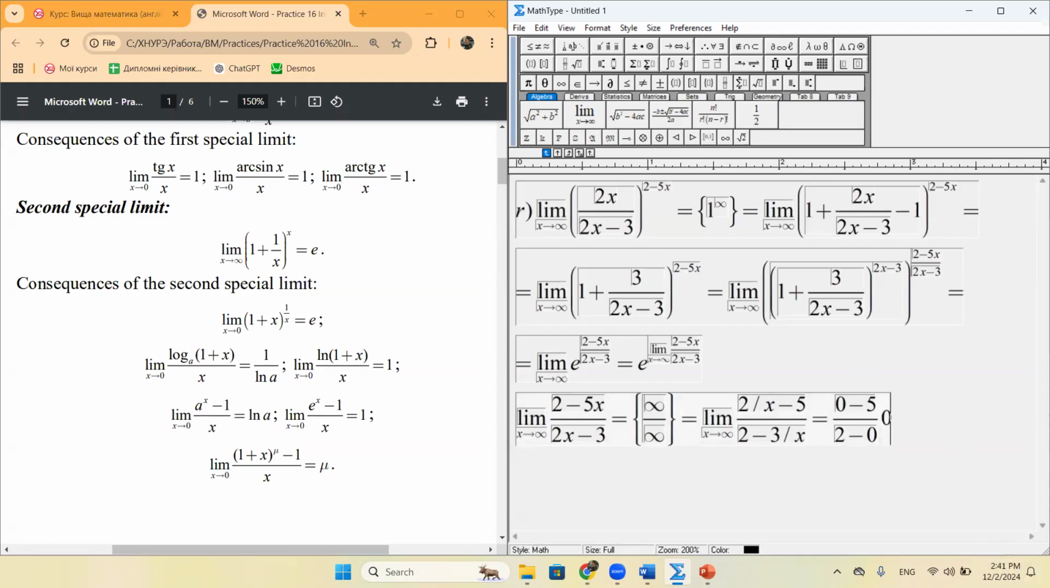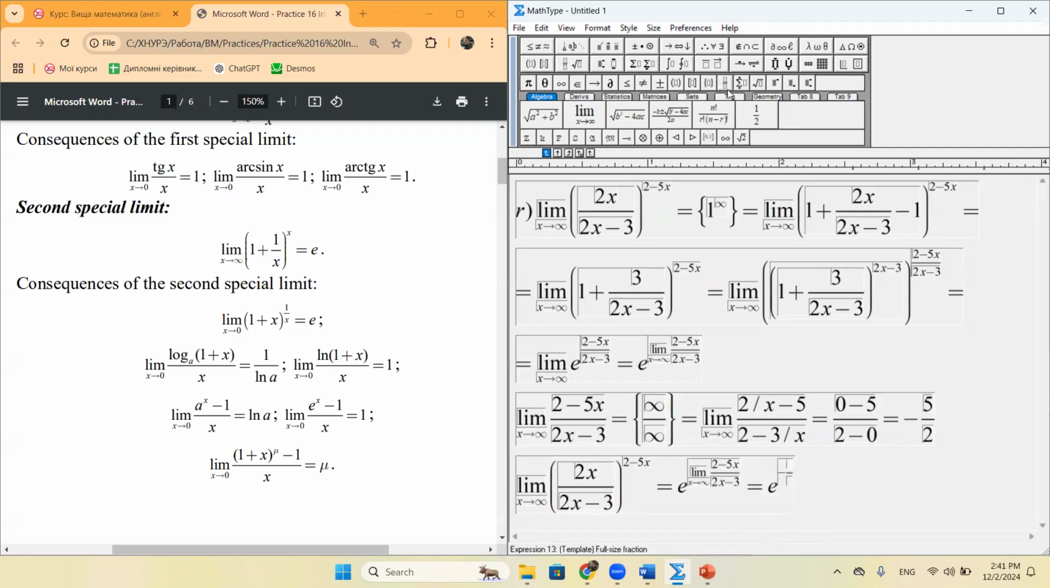So the answer is minus 5 by 2. But be attentive that this is not the final answer. So we need to find this limit. So this limit. So the final answer will be the next. So I will write it here also. So the final answer, e in power of, so in power 5 by minus 2. Any questions about this task?